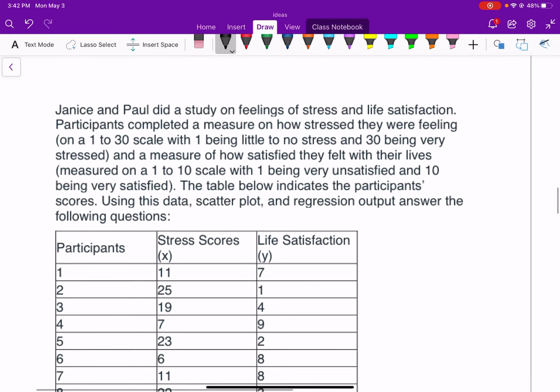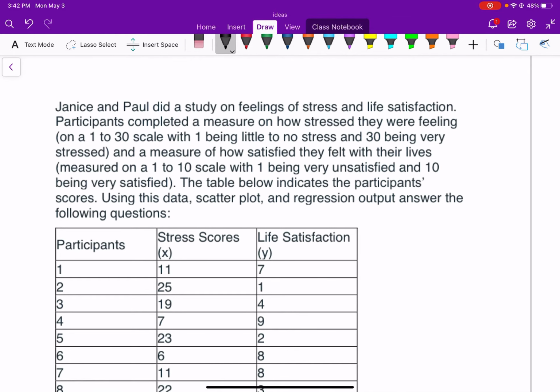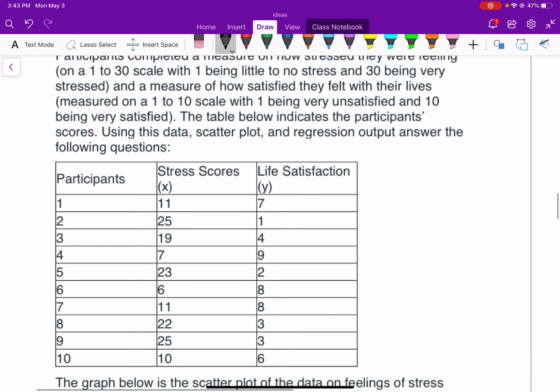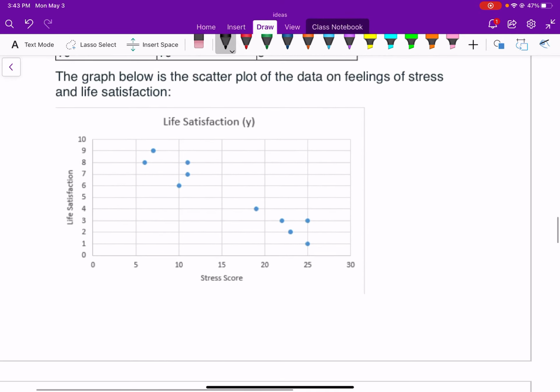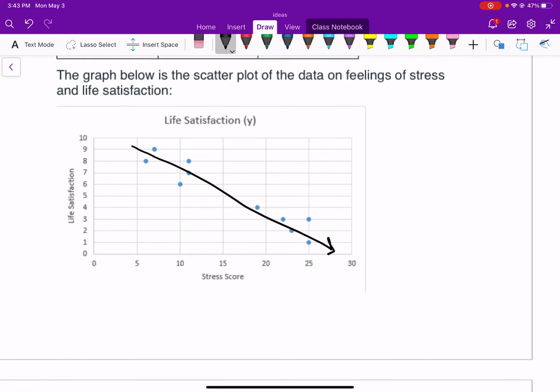And it says the table below indicates the participants' scores. Using the data, the scatter plot, and the regression output, answer the following questions. So there's our data, there's our scatter plot, and we can definitely see that downward motion that we're getting. The lower my stress score, the higher my life satisfaction. The higher my stress score, the lower the life satisfaction. It's fairly linear here.